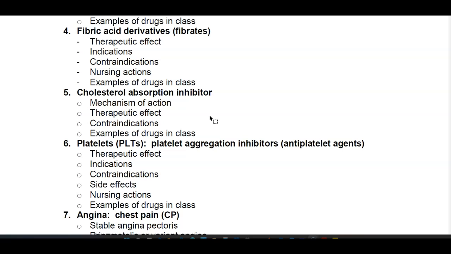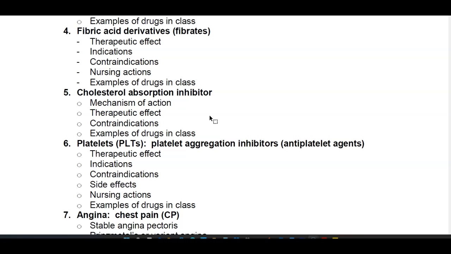Some nursing actions. It is very important that we check or analyze our lipid panel. So what does that include? You have your total cholesterol, your HDL, your LDL, and also your triglycerides. In addition, it can affect coagulation, so it is also important to check your coagulation tests. Which ones are the coagulation tests? You have your PT, PTT, and INR.